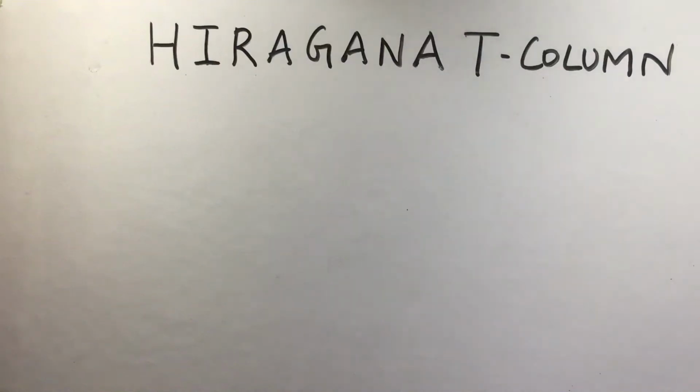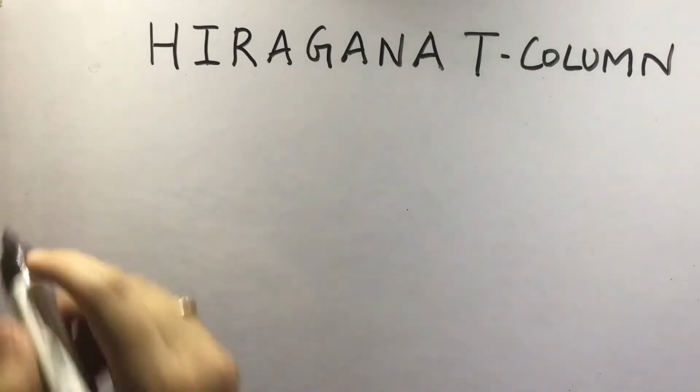Hey everyone, today I'm going to explain to you about the next set of hiragana characters, that is the T column. The characters are ta, chi, tsu, te, to. Ta, chi, tsu, te, to. The first character is ta.